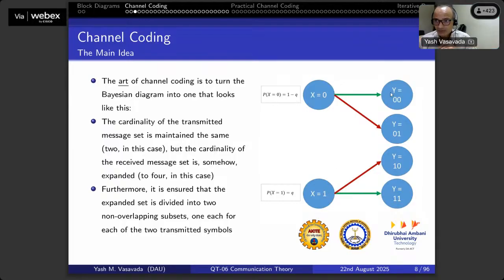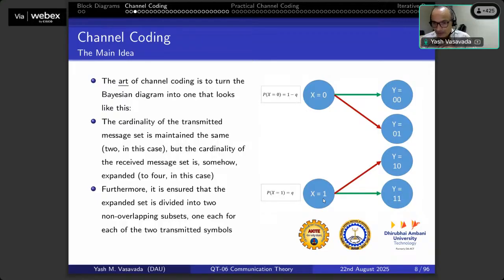No, because y equal to 0, 0 could have been caused only by x equal to 0. Similarly, if it gets y equal to 0, 1, the receiver knows that 0, 1 could have been caused only by x equal to 0. Same with the other two possibilities. 1, 0 and 1, 1 are caused in this particular diagram only by x equal to 1.